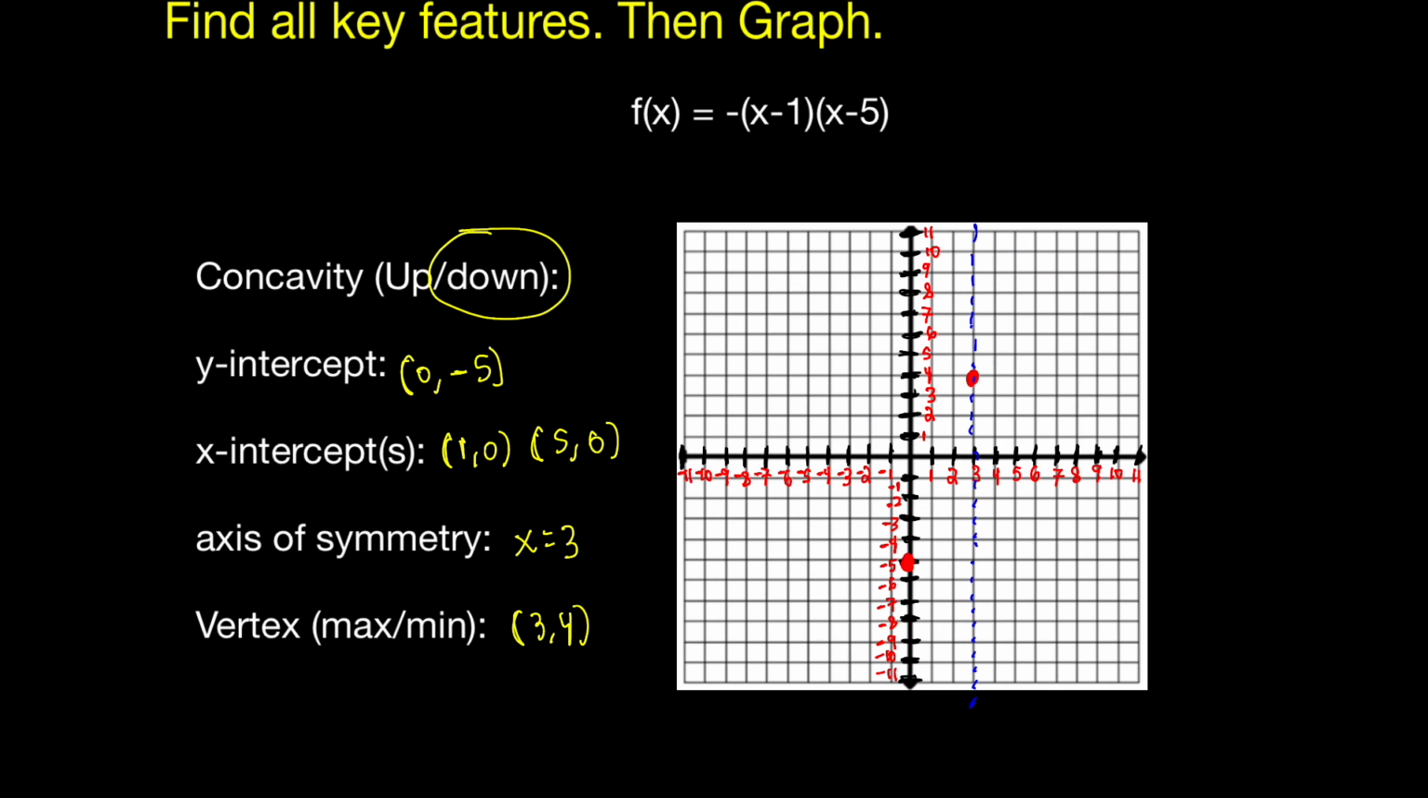Now I'm going to reflect this point. I see that this point is 1, 2, 3 distances away from the axis of symmetry. So I'm going to go over 1, 2, 3 distances, landing at the point 6, -5. And finally, I'm going to plot the x-intercepts, 1, 0, and 5, 0. So I get 1 on the x-axis and then 5 on the x-axis. Once I have all of my key features, I'm going to connect them with the curve to sketch out the parabola.